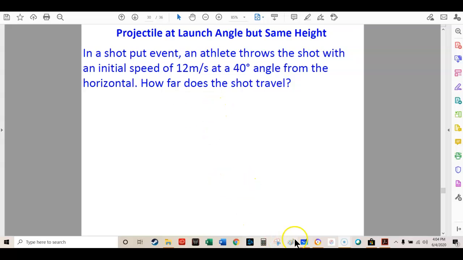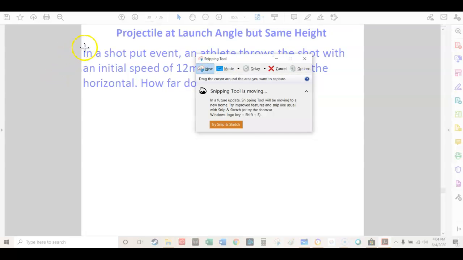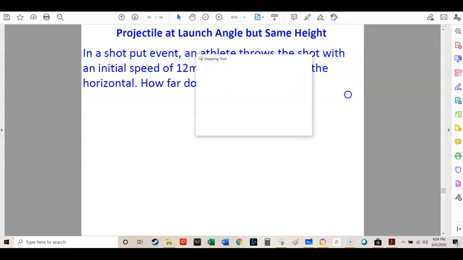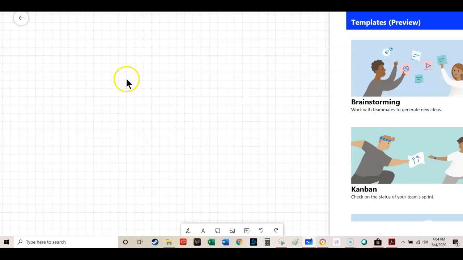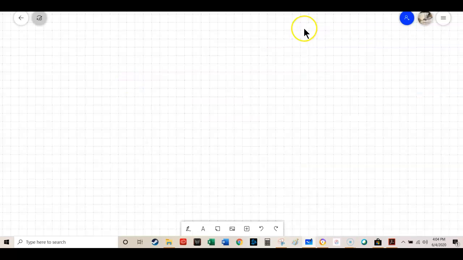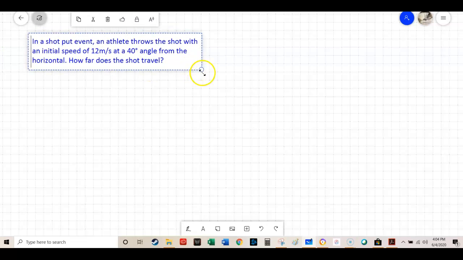So let's use whiteboard again. Here's an example of how to work together in groups. I'm going to snip the problem, use the snipping tool, and highlight this problem. Now that I have it, I'm going to go to my whiteboard and start a new whiteboard session. I'm going to paste it in right here, and then increase the size of this so I can actually read it.